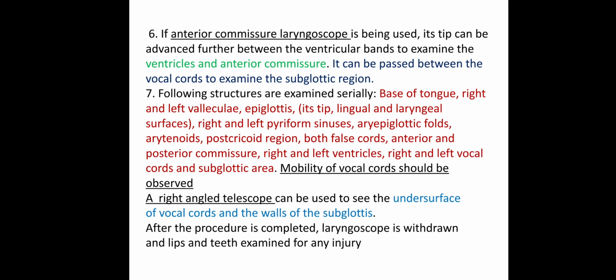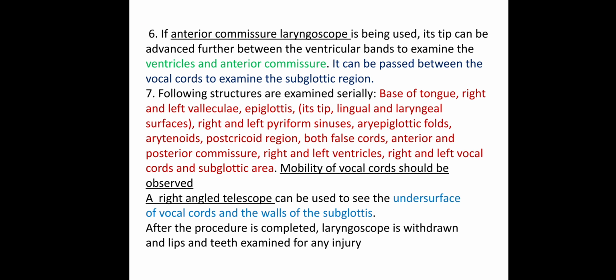The following structures are examined serially: base of tongue, right and left valleculae, epiglottis including its lingual and laryngeal surfaces, right and left piriform sinuses, aryepiglottic folds, arytenoids, postcricoid region, both false cords, anterior and posterior commissure, right and left ventricles, right and left vocal cords and subglottic area. Mobility of the vocal cords should be observed.